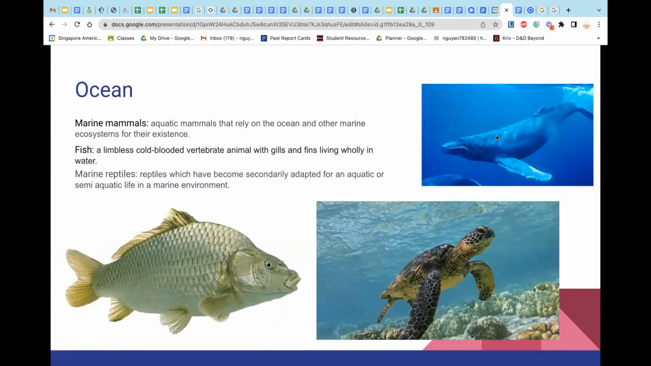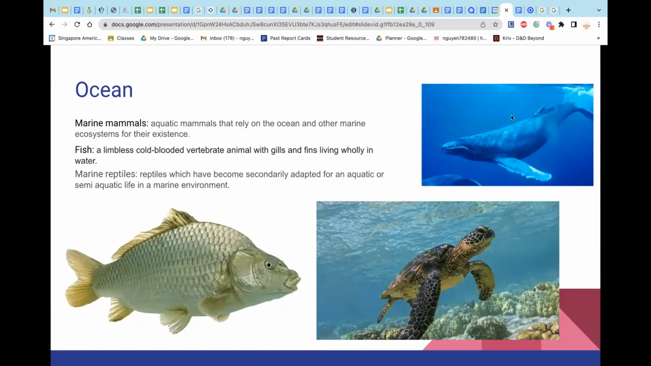Now we go on to the animals. First we got marine mammals, which are aquatic mammals that rely on the ocean and other marine ecosystems for their existence. Marine mammals still breathe air like us. They're not like fish. Some examples are whales, dolphins, the whole cetacean family. Also other species such as the killer whale and beluga whale.